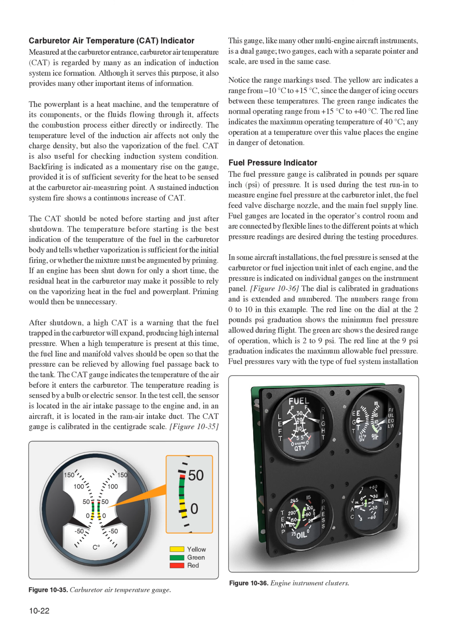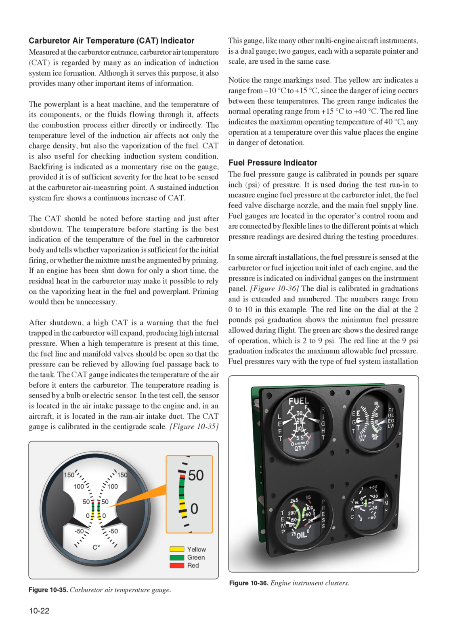The temperature level of the induction air affects not only the charge density, but also the vaporization of the fuel. CAT is also useful for checking induction system condition. Backfiring is indicated as a momentary rise on the gauge, provided it is of sufficient severity for the heat to be sensed at the carburetor air measuring point. A sustained induction system fire shows a continuous increase of CAT.